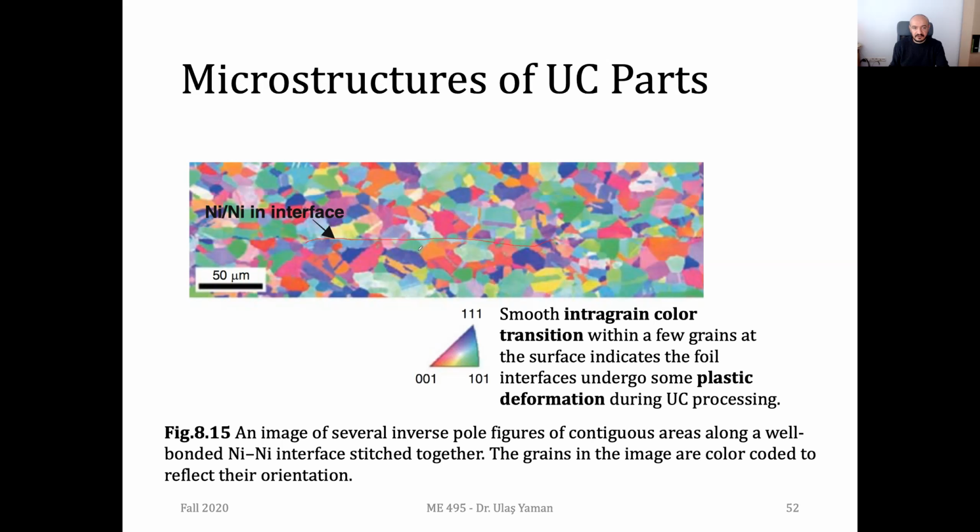And we have the color of these microstructures depending on their actual orientation. And you can see that we have a pure interface between them. And depending on this color distribution, you can comment about any cracks or other microstructure issues.